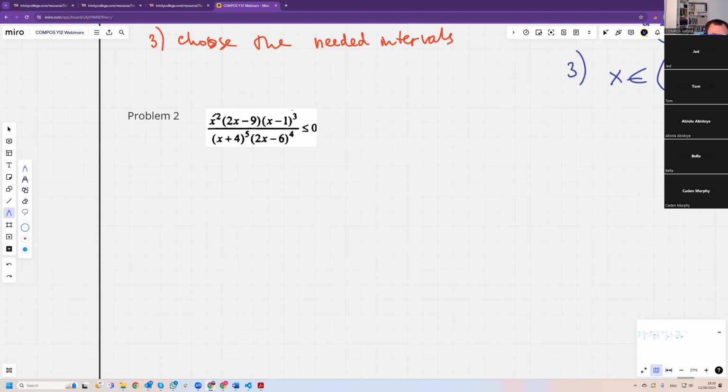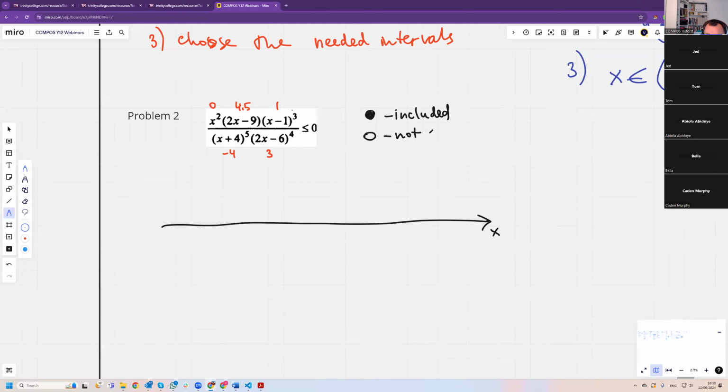So find the critical points: 0, 9 over 2, that's 4.5, 1, -4, and 3. So these are the critical points. We draw a line. We put the critical points on the line. But now, if the point is a solution, we need to include it. If the point is not a solution, then it's a circle. If a point is included, it's a solid dot, and a circle is not included.